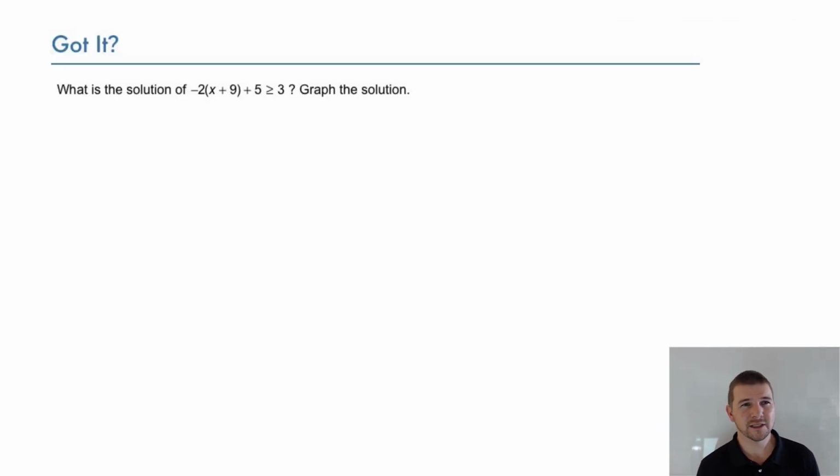Your turn. What is the solution of negative 2 times the quantity x plus 9 plus 5 is greater than or equal to 3? Graph the solution.